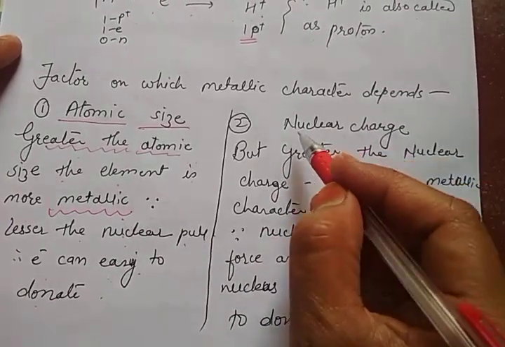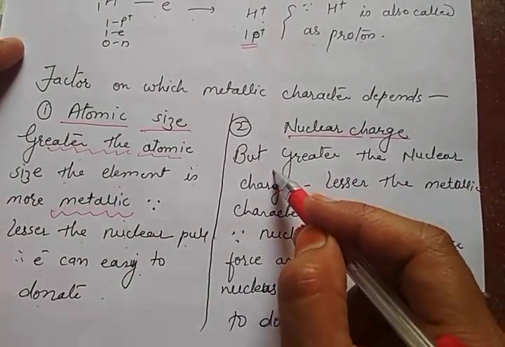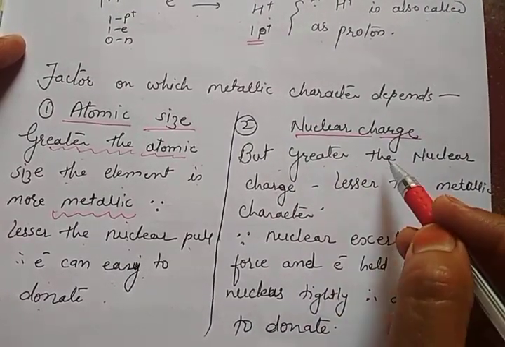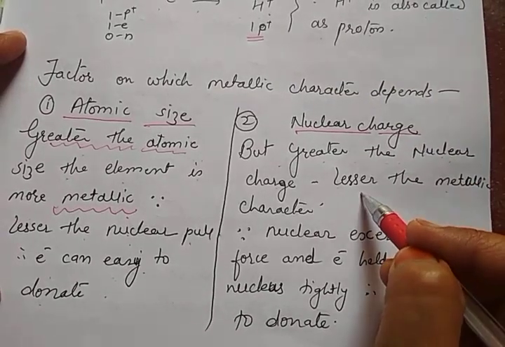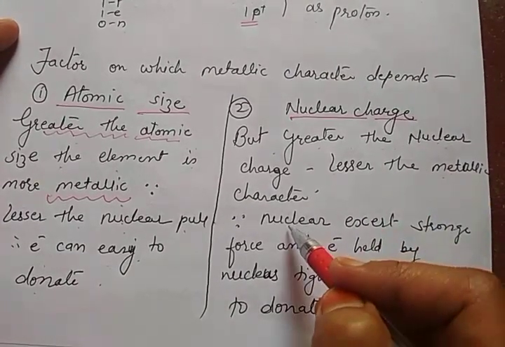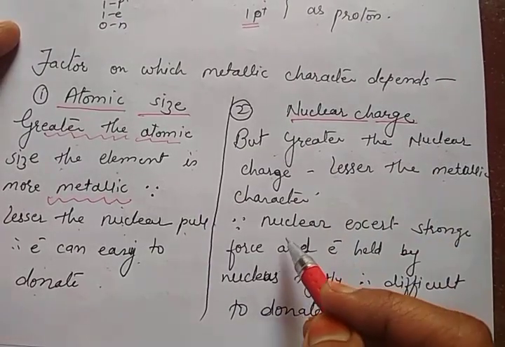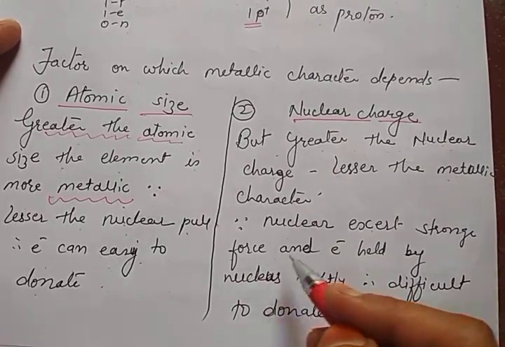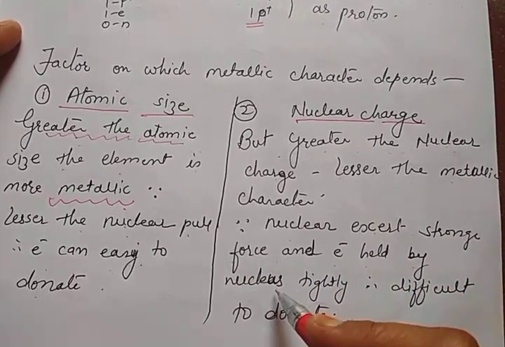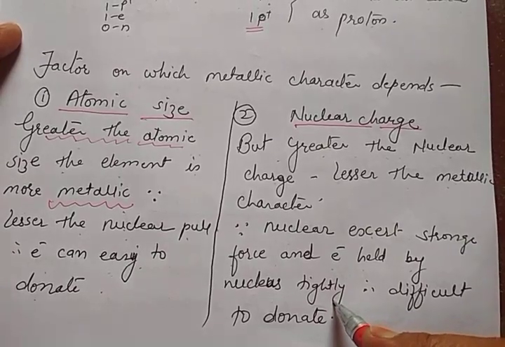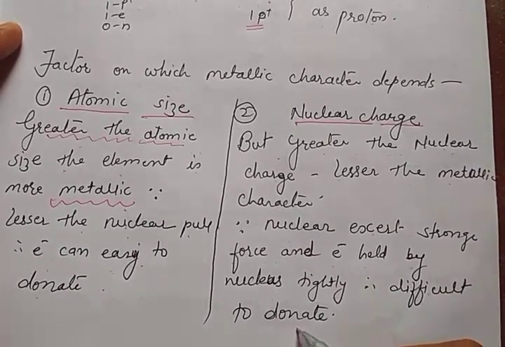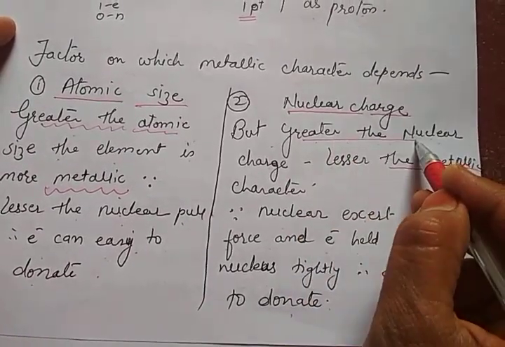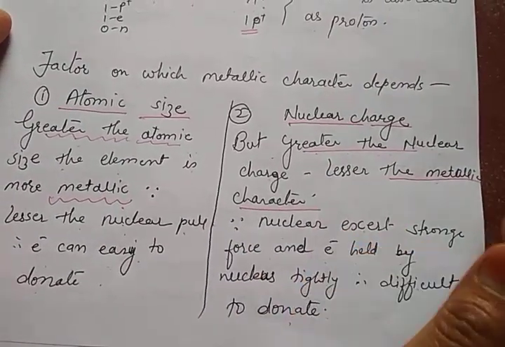The second factor is nuclear charge. The greater the nuclear charge, the lesser the metallic character; as the nuclear charge increases, metallic character decreases, because if the nuclear charge increases, the nucleus will exert a strong force of attraction, and the electron present in the last shell will be held more tightly, so it is very difficult to donate, and thus the element will be less metallic. So the greater the nuclear charge, the lesser the metallic character.